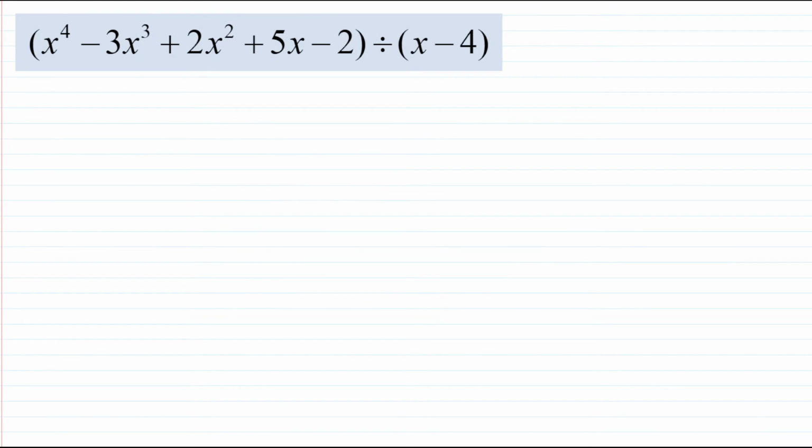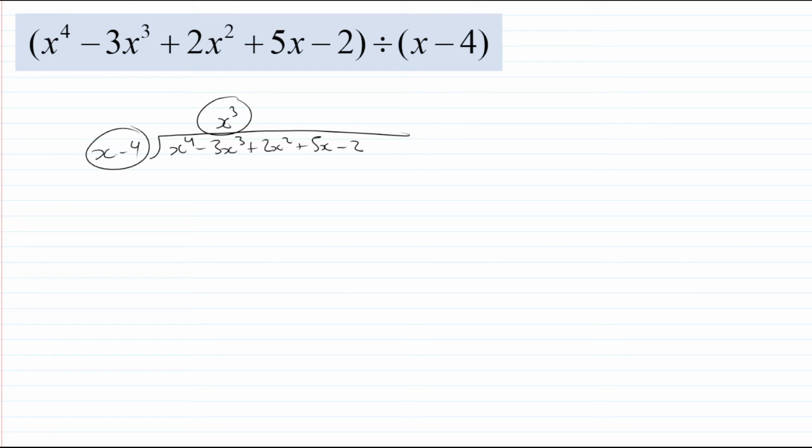Oh, this one looks quite a bit more intimidating perhaps because you're dealing with a quartic polynomial here. But really, it's just the same thing. So let's set it up. We have our x to the 4 term, our x cubed term, our x squared term, our x term, and our constant, and we're dividing by x minus 4. Okay, here we go. X to the 4 divided by x. Well, that gives us x cubed.